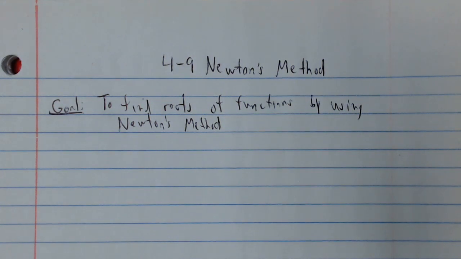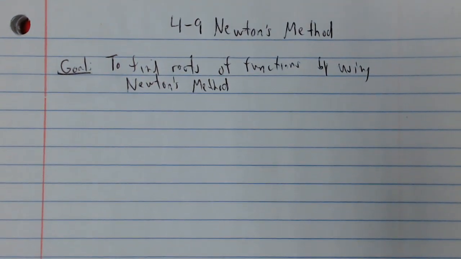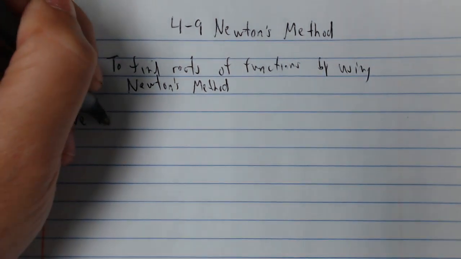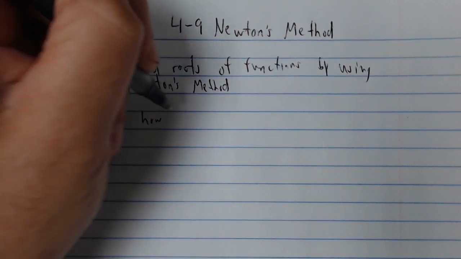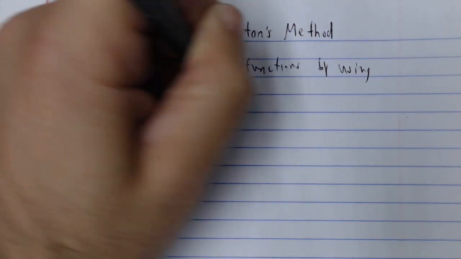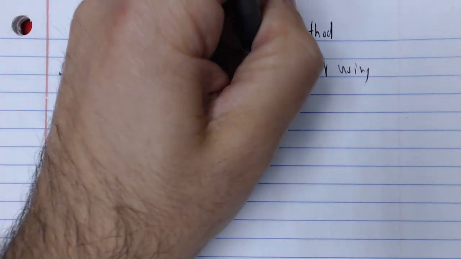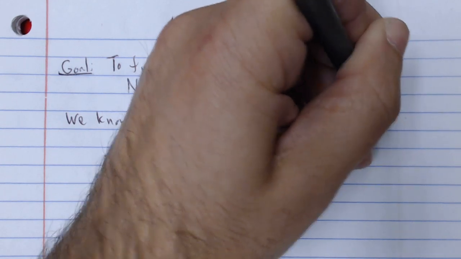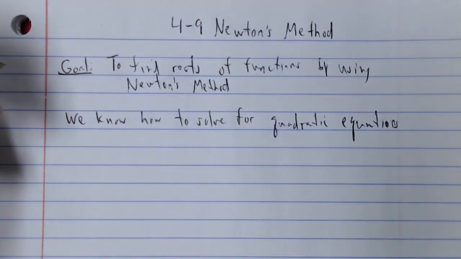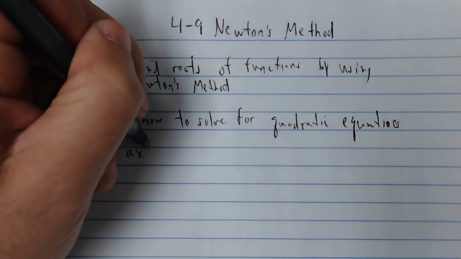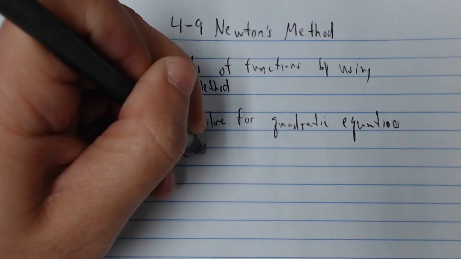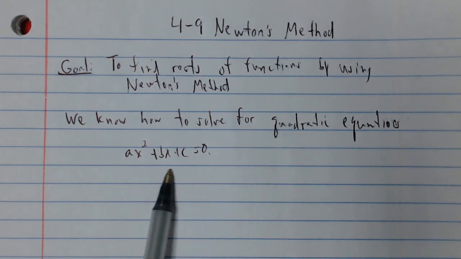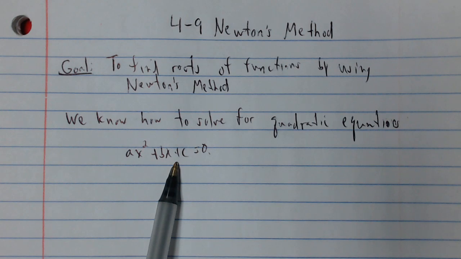Okay, so just to touch base on the types of roots that we've worked with prior to this class: we know how to solve quadratic equations in the form of ax squared plus bx plus c equals 0. At this point, we're experts at finding zeros of quadratics of this sort.